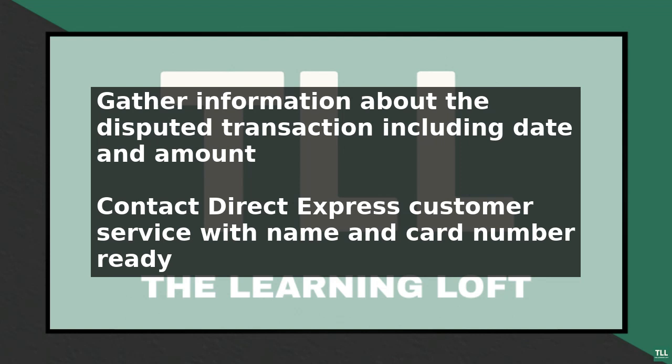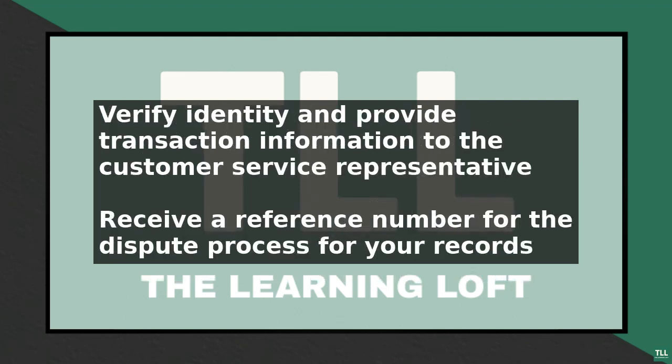When you call, you will be asked to verify your identity and provide information about the disputed transaction. Be sure to have all your information ready to ensure a smooth process. The customer service representative will guide you through the dispute process and provide you with a reference number for your records. If the transaction is deemed unauthorized, Direct Express will temporarily credit your account while they investigate.